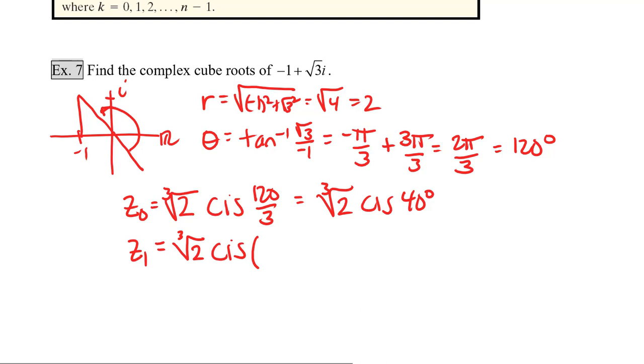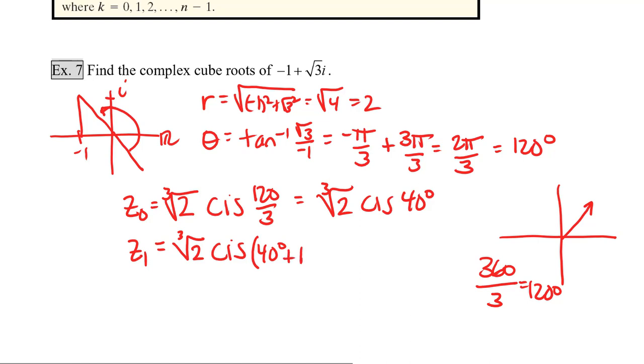Our second cube root is also going to be the cube root of 2, but now I am going to take the 40-degree angle that I just found, and keep in mind that the complex roots, if you graph them, are equally spaced around a circle. So 40 degrees is about here, and if it's equally spaced, I have to take 360 degrees and divide it by 3, and that means that each one of these terminal side angles is going to be separated by 120 degrees.